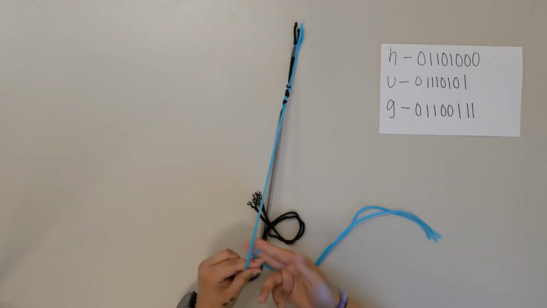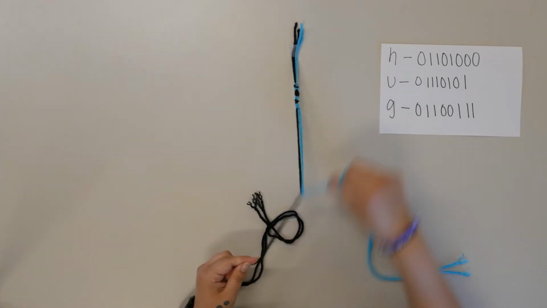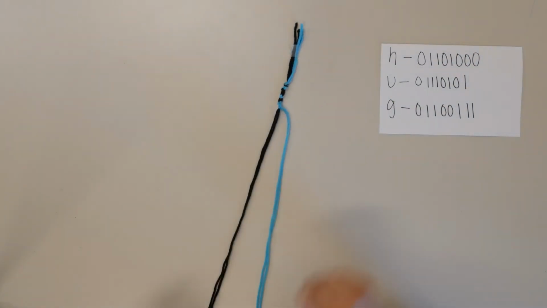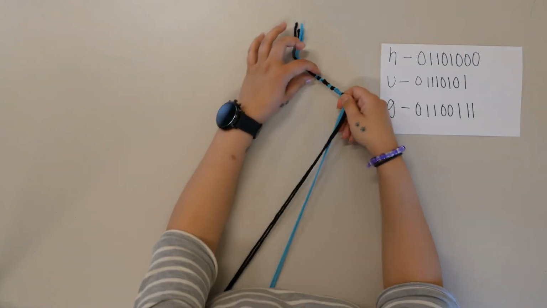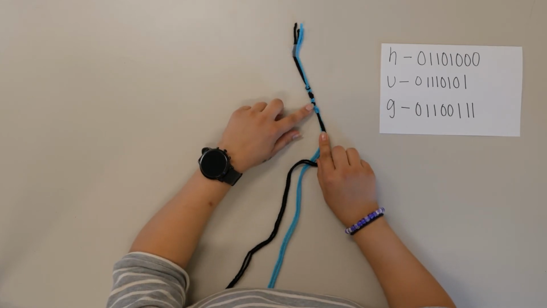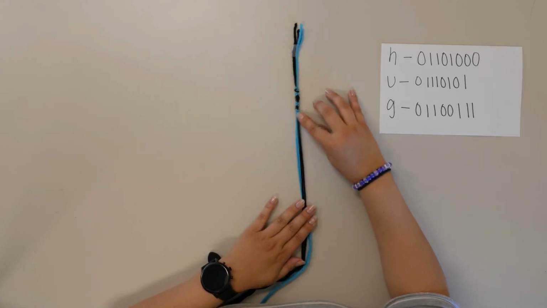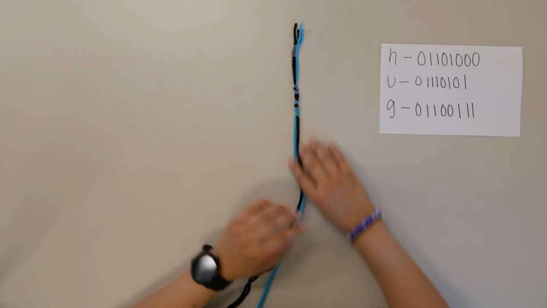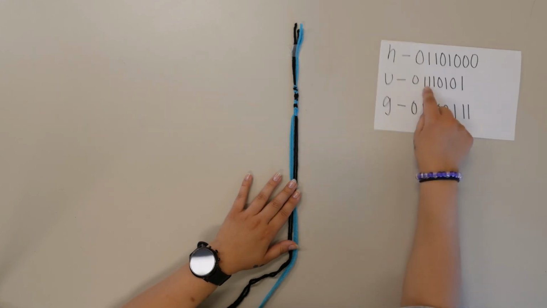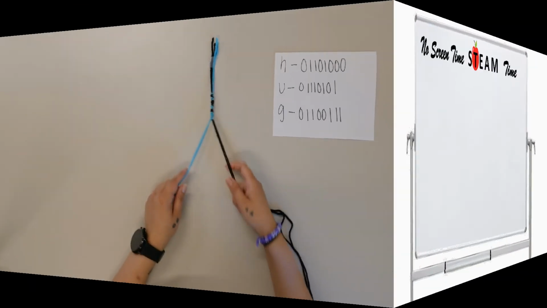Here comes my second 0. All right, and now we're gonna start on the 3rd 0. All right, and so I just created 1 byte. So I have my 0, 1, 1, 0, 1, 0, 0, 0. Okay, and that's how you guys can use knots instead of beads to do the same exact thing. And I'm just going to continue that all the way down until I finish my G, and then I will have my 3 bytes for my word hug. Okay.